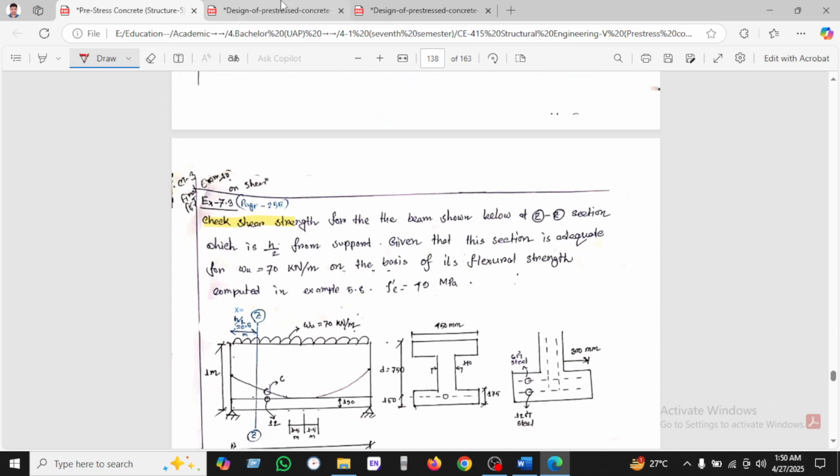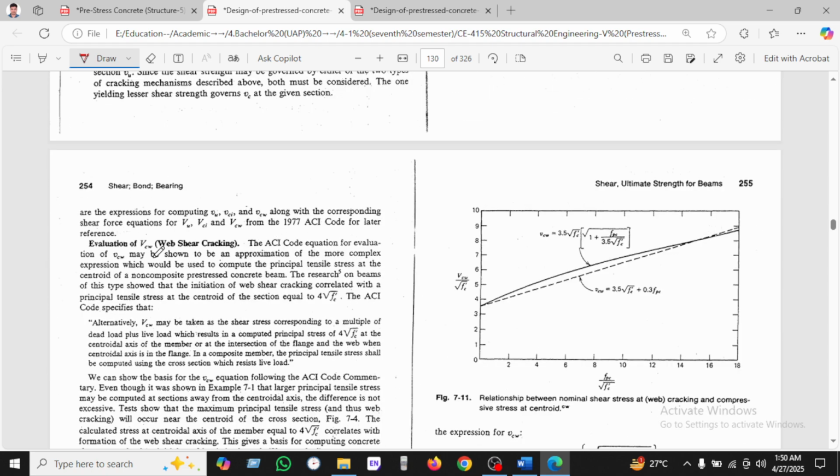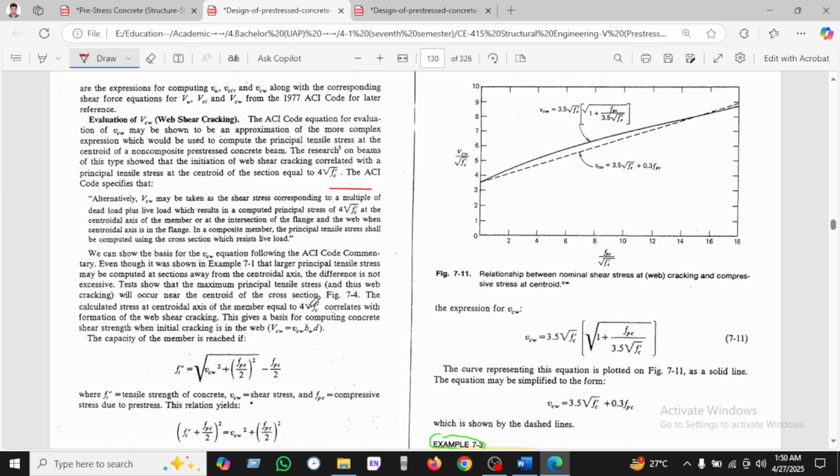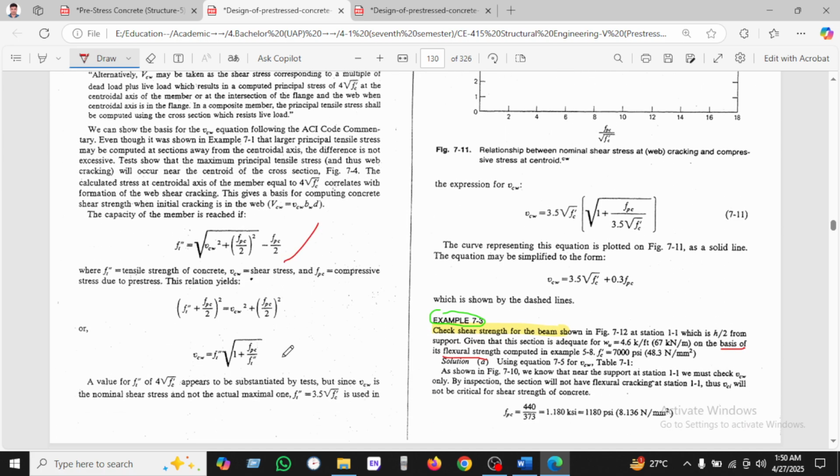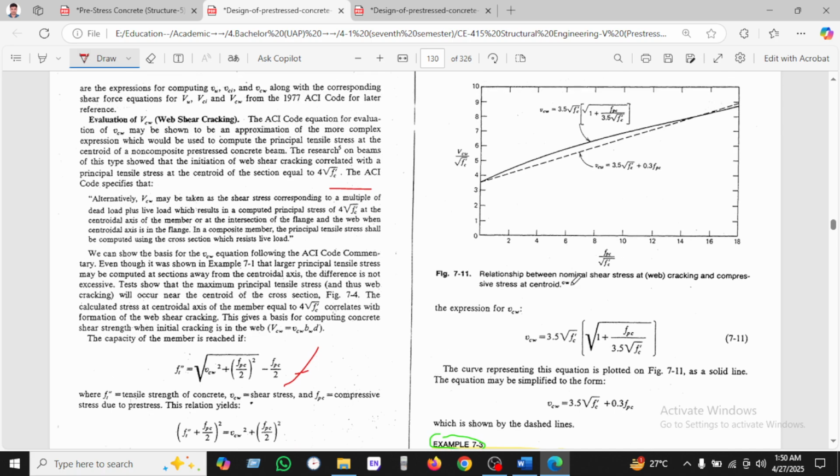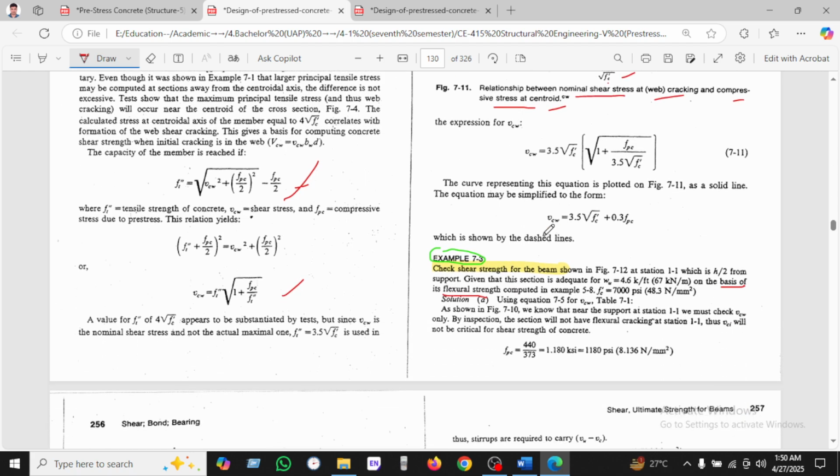Okay, here is an example. Let's see, the equation is given here, and this equation is given for shear, and the stress is given here. You can see the relation between the nominal stress at web cracking and the compressive stress at the centroid. On the x-axis is FPS over F prime C, and on the y-axis is CW divided by F prime C. The dotted line is this equation, and the straight line is this equation. Another formula we have seen here is this one.